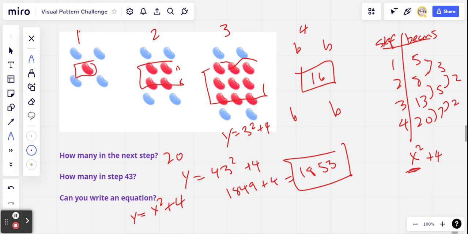Well, how did that go for you? Did you notice that the red and the blue jelly beans were actually giving us some pretty good clues on how to figure out an equation for this pattern?